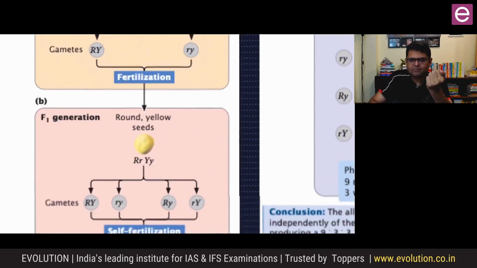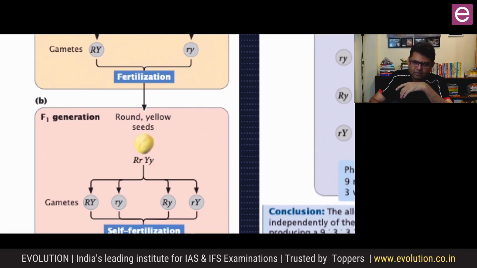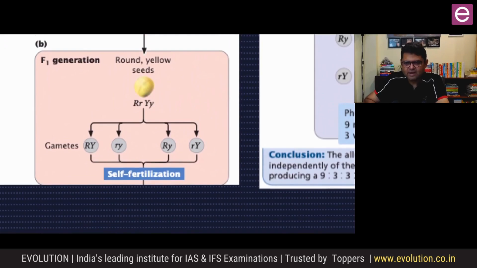Fertilization will happen and F1 is going to be what? All the F1 is gonna be the heterozygote, that is one copy of round dominant, one copy of recessive, one copy of yellow dominant, and one recessive. So they all are going to display round and yellow because why? You have got one dominant copy, so dominant trait will be visible to you. I hope this much you understand. Now they are producing the gametes.